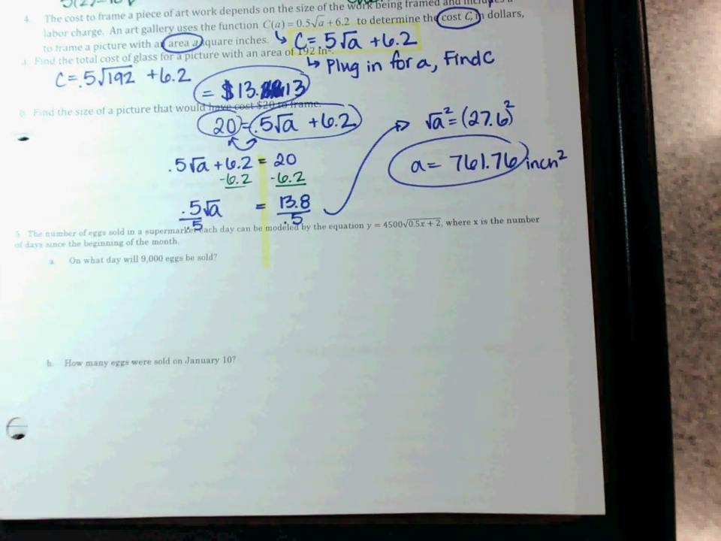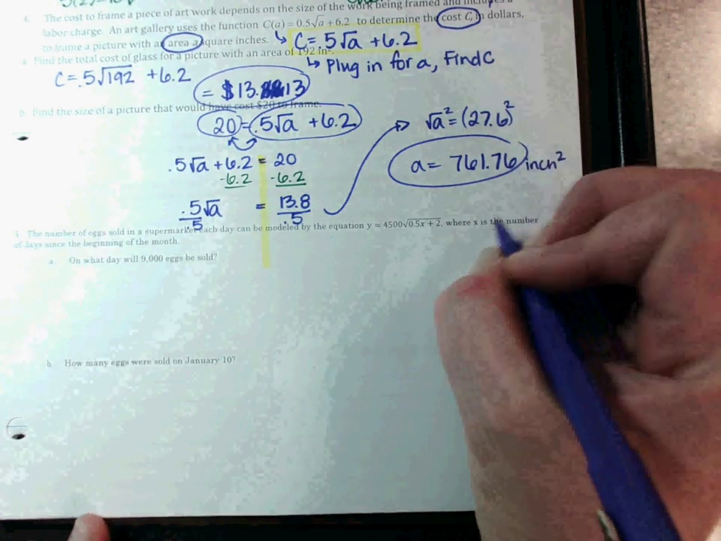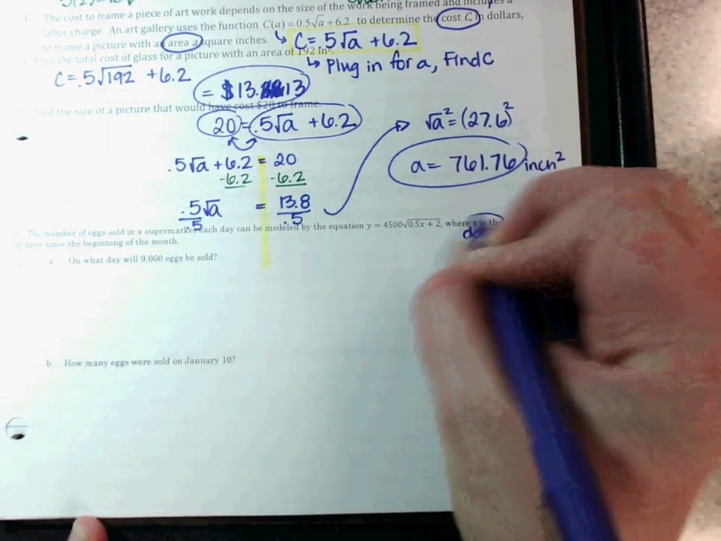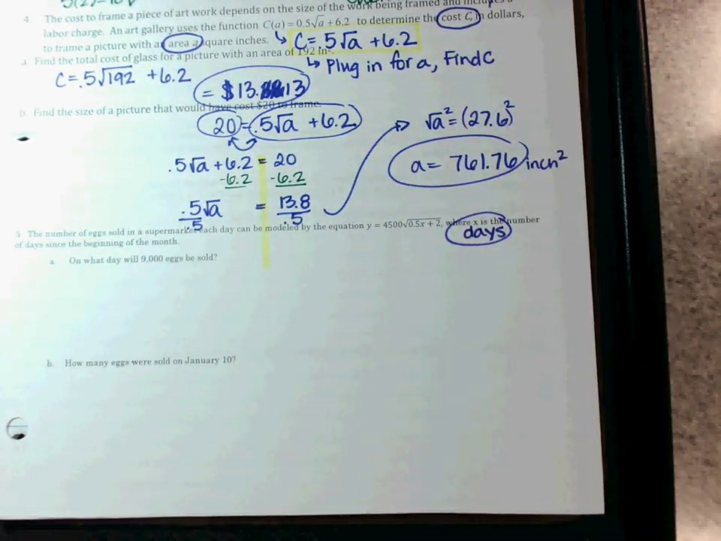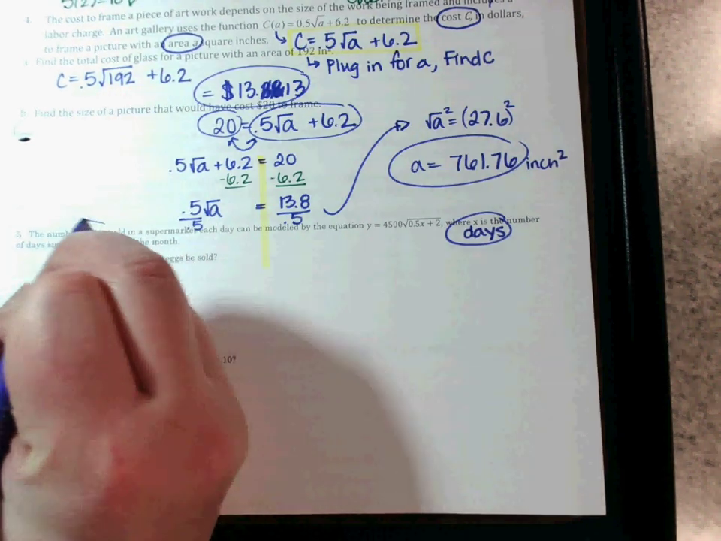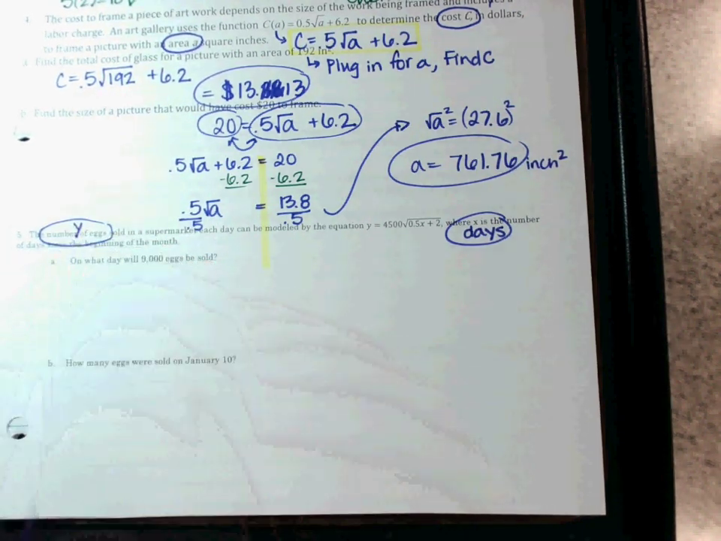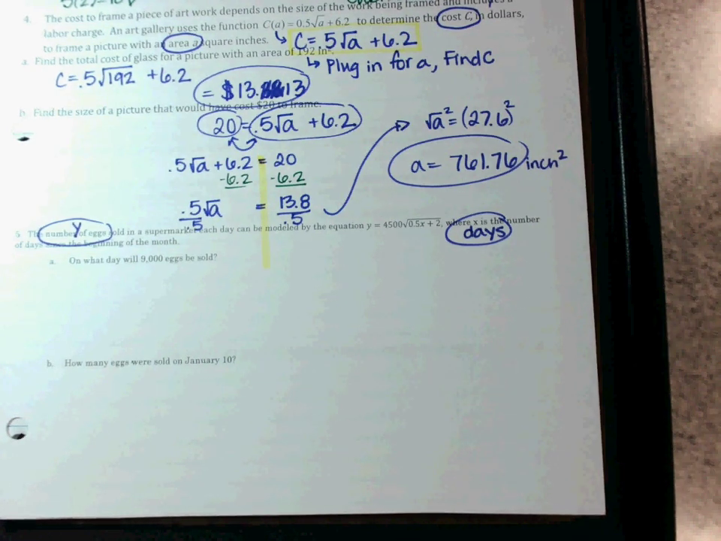Come down to the next one. The number of eggs sold in a supermarket each day can be modeled by, boom, you have an equation. Then it says x is the number of days, so I'm going to put x days next to each other. And then it says since the beginning of the month. And then what could y stand for? What does it say the equation is modeling? The number of eggs, that's my y. Once you find out which letter's which, it's easy from there. You're just plugging into one or the other.